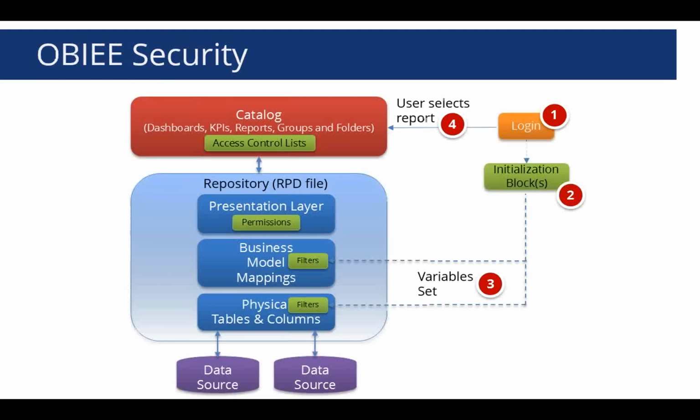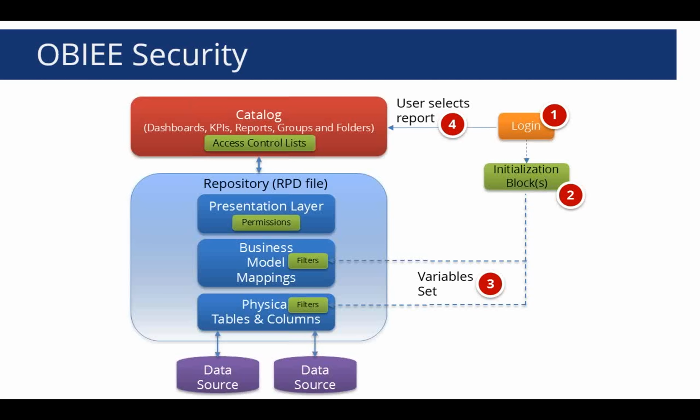Taking a deeper look at OBIEE, we have a logon and, behind the scenes, initialization blocks firing. These are blocks of SQL code that are specifically setting variables to drive filters. On the left, if we build up from the bottom, we have our physical data sources that are defined as the physical tables inside the RPD file, then logical tables and presentation layers. In the following slides, we're going to be walking through how these filters are created.